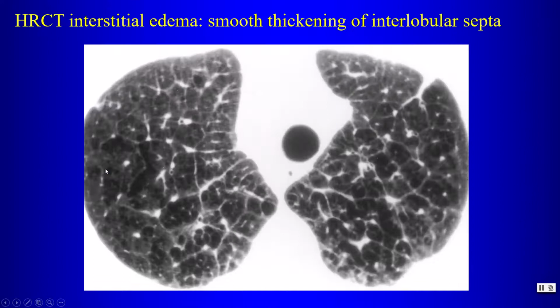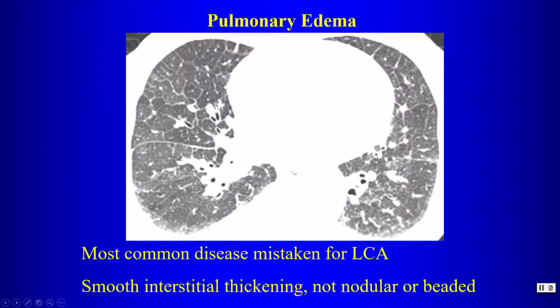And here's a patient who has interstitial edema. We can see the thickened interlobular septae here on the CT outlining these secondary pulmonary lobules. This patient also has emphysema, which really outlines the secondary pulmonary lobules nicely here. Here's another example of thickened interlobular septae from interstitial edema.